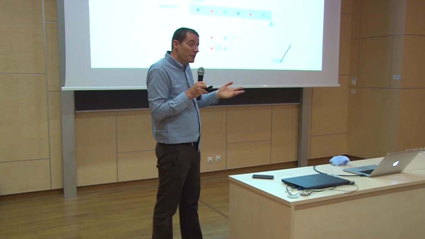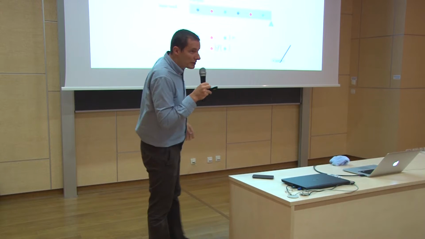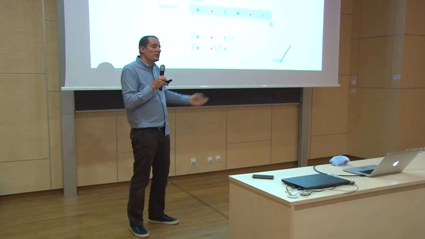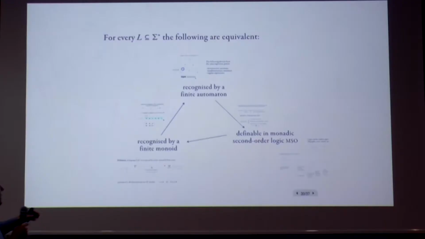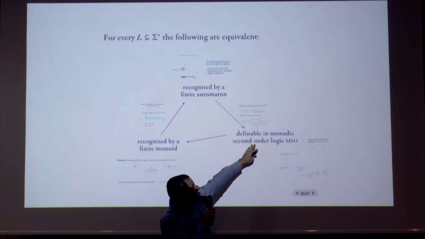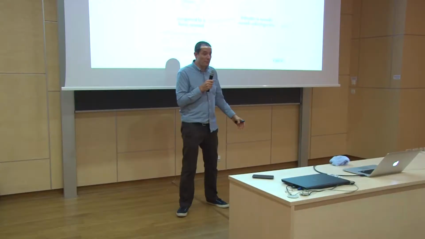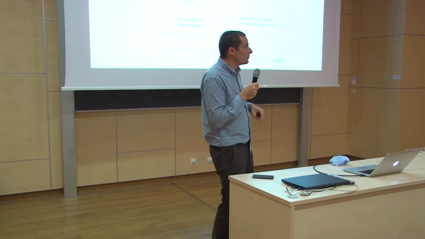If you want to evaluate some things in parallel, then you can do it more easily with a monoid than with an automaton. And typically, if you want to do it with an automaton, you have essentially implicitly translated into a monoid anyway. So that's this. And the last thing that I want to do now is show that every language definable in MSO is recognized by a finite monoid, and this I'll do after a short 5-minute break.